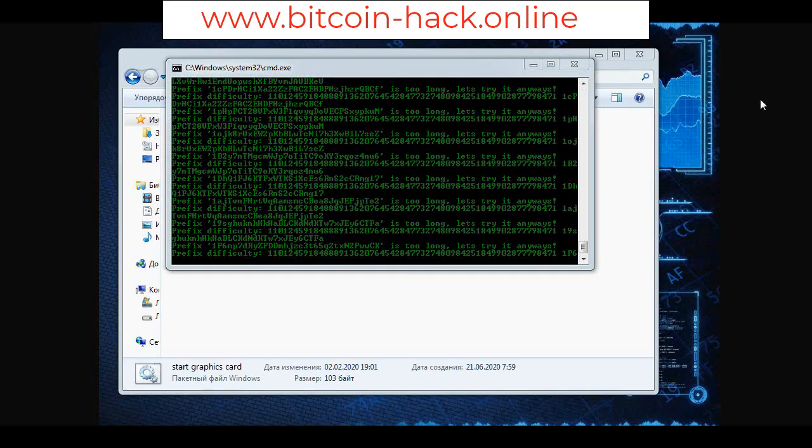Now I will give an example of how the program works on short prefixes. That is, the short initial characters of the Bitcoin address. Naturally, to find addresses with a balance, you need to leave entire addresses.